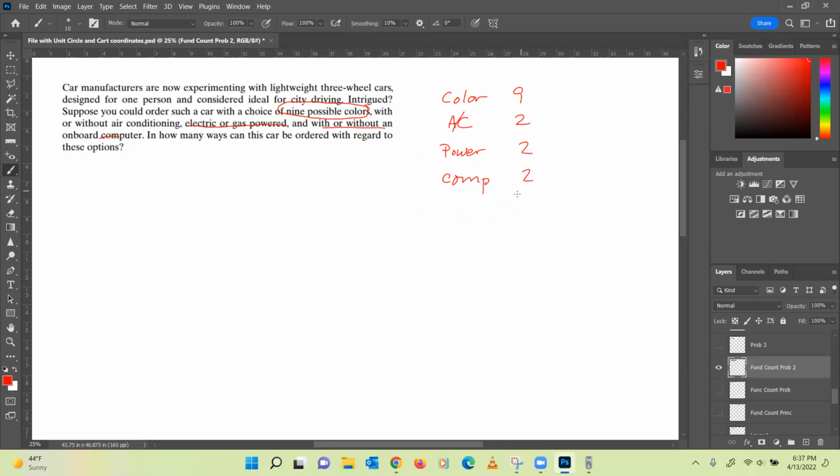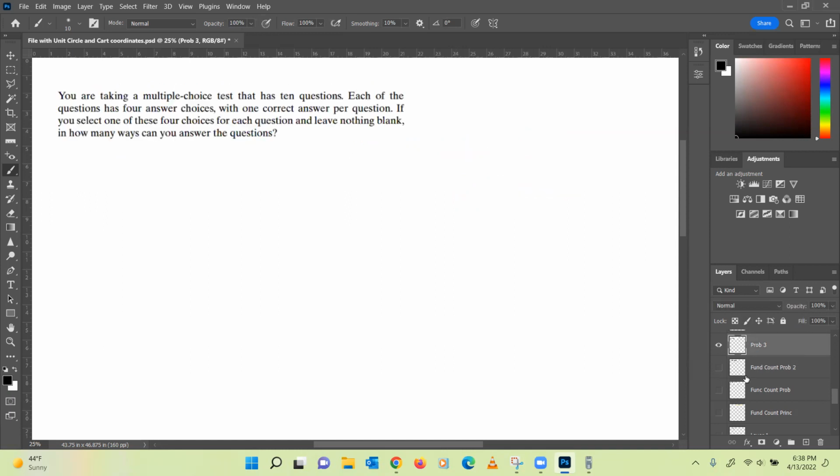In how many ways can we order that car? Well, let's just multiply all of those together. 2 times 2 is 4, times 2 is 8, and 9 times 8 is 72. So we have 72 different ways we could order this particular car. You really just have to pay careful attention to what's written in the text and how many different categories we have there to work on. But once you've got that figured out, just multiply those numbers together.